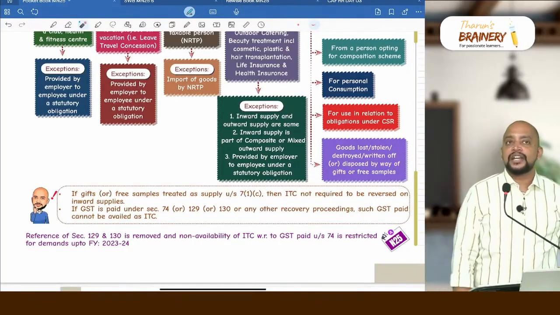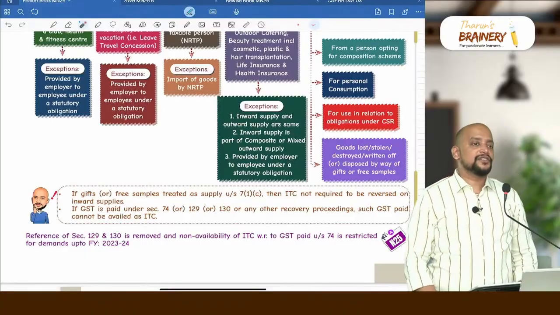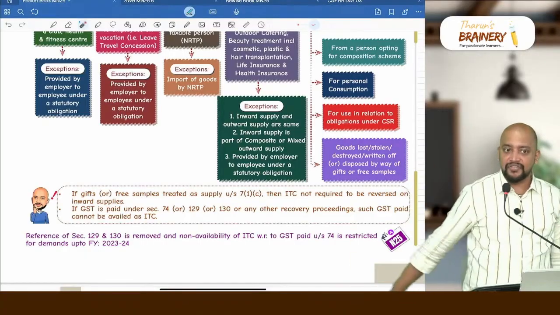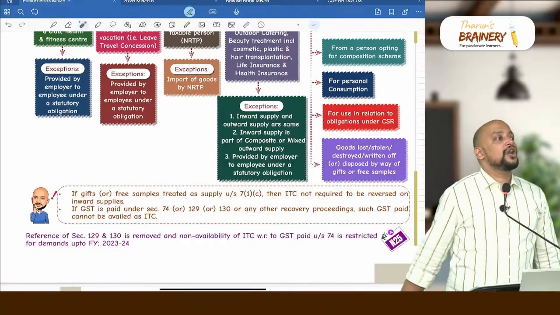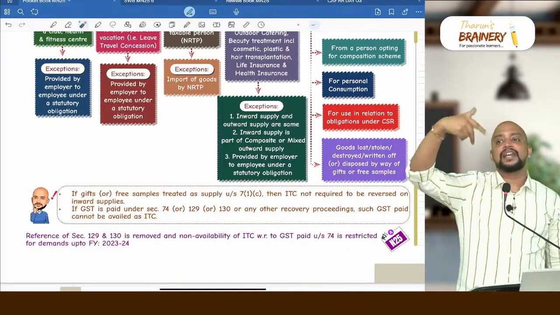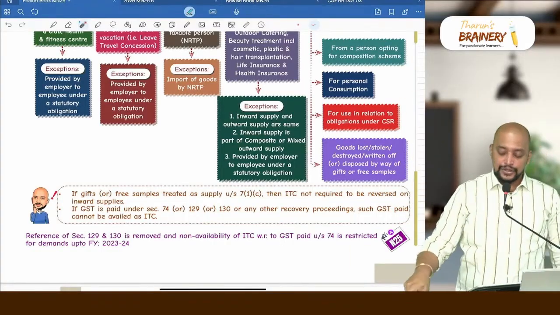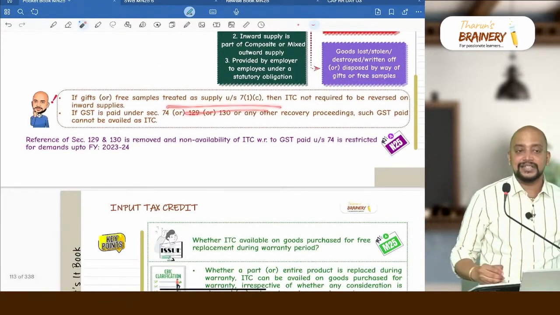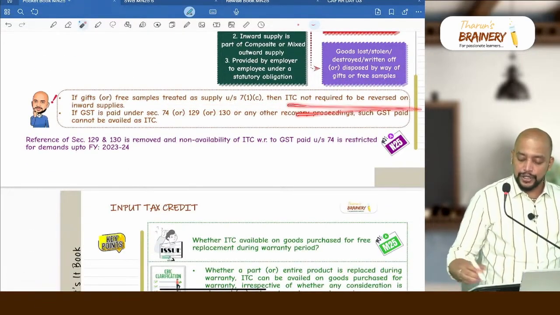What if the employer gives a normal smartphone which is of some 30,000 rupees plus GST? As the value of the gift does not exceed 50,000, it is not a supply. So on that 30,000, whatever GST is paid, the employer cannot take ITC. So if the gifts or free samples constitute supply under 7(1)(c), then ITC is not required to be reversed on the inward supplies.